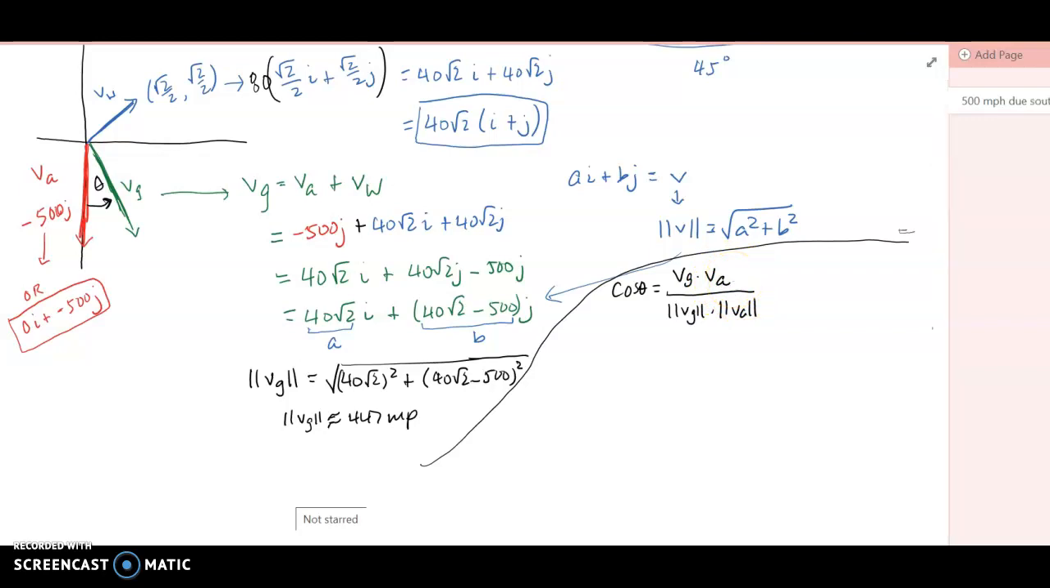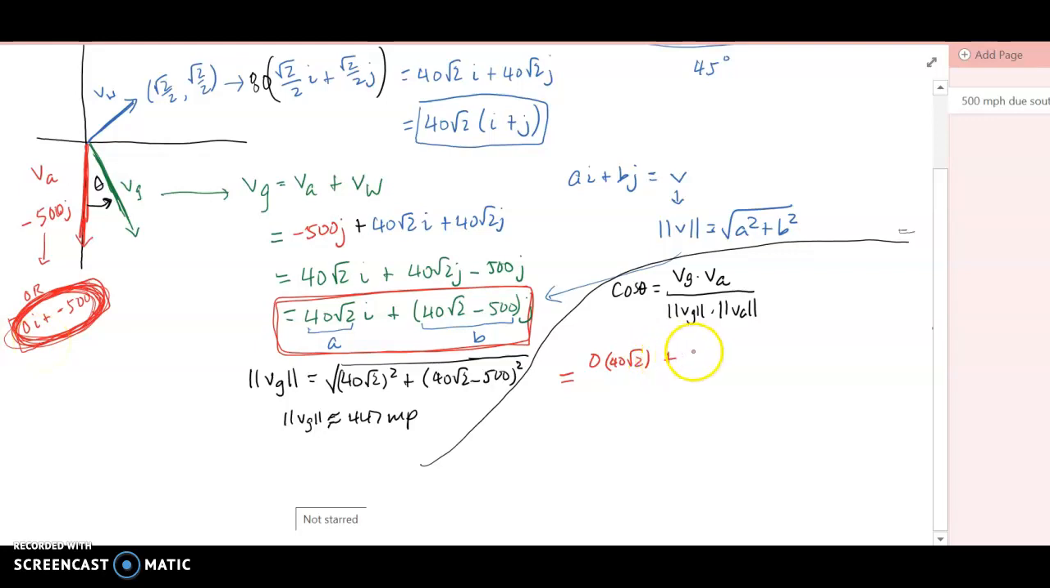This is the reason, if you look over here to the left, I'm going to circle this. For Va, your i component is 0, and your j component is negative 500. VG was right here, and Va was over here on the left. So when I do the dot product in the numerator, it's 0 times 40 root 2, those are the coefficients for the i's, plus negative 500 times 40 root 2 minus 500, which represents the coefficients for the j's. Obviously this part where I'm circling is just 0.